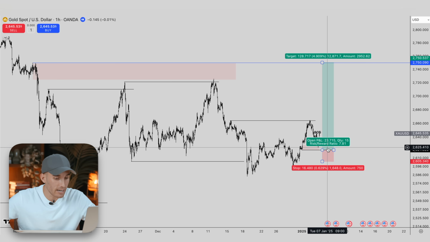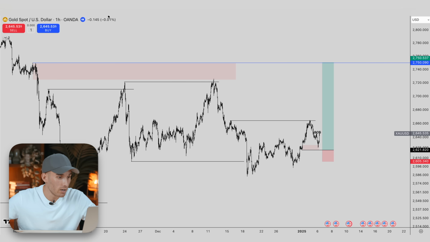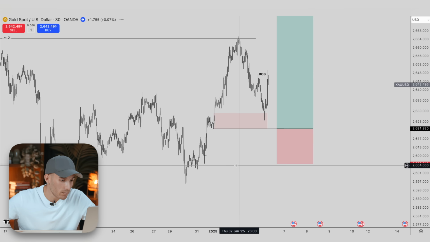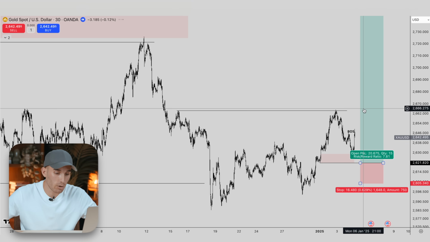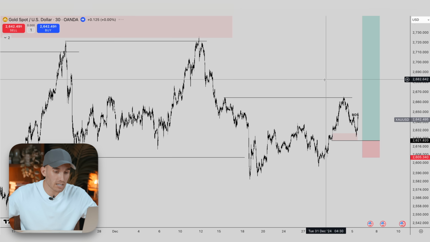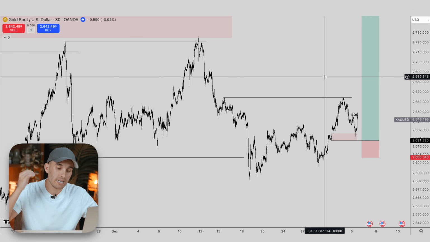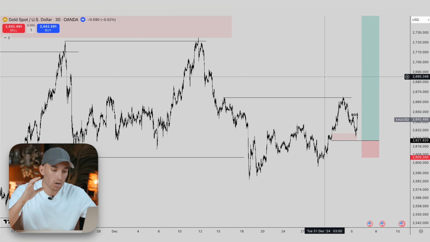Look at this. That is almost a 1 to 8 on an entry that is just taken on, what is this? You can even say the 30-minute or even the 1 hour time frame. And you're looking at almost a 1 to 8. So this is a great example of being able to take higher time frame entries on gold.